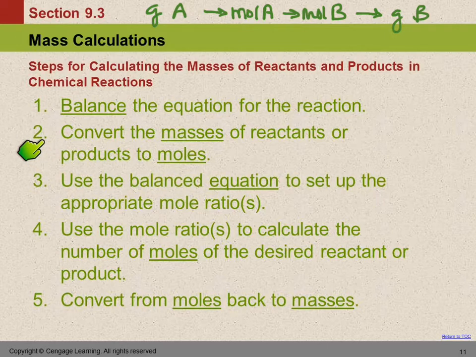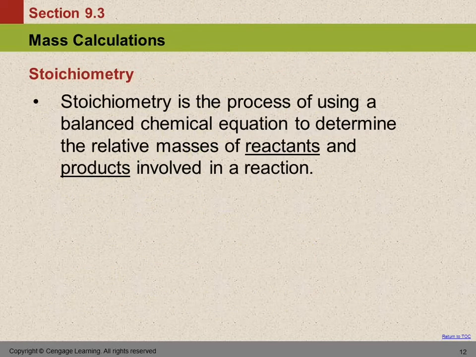The next step is you convert the masses of the reactant or product, whichever one they're giving you, to moles. Then you use the balanced equation to find the mole ratio. You use the mole ratio to calculate the number of moles, and then you convert the moles back to masses. And this is the big idea: grams to moles to moles to grams. This is called stoichiometry. It's a process of using the chemical equation to determine amounts of reactants and products.